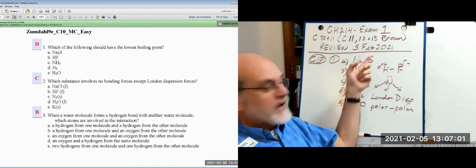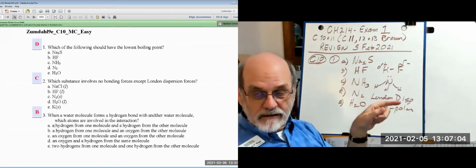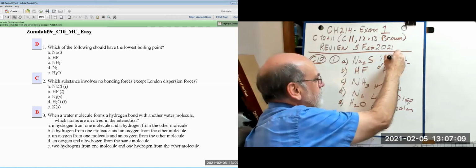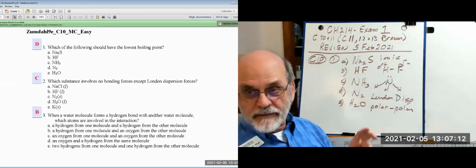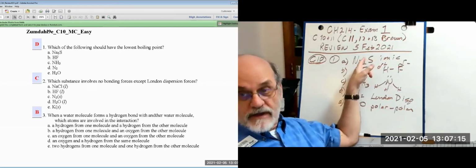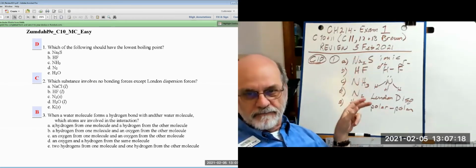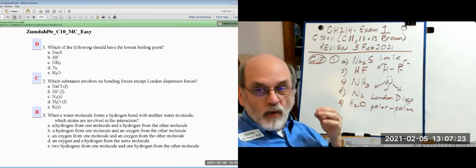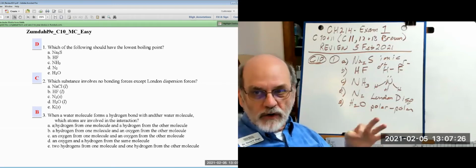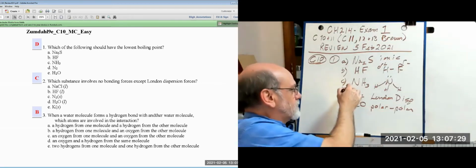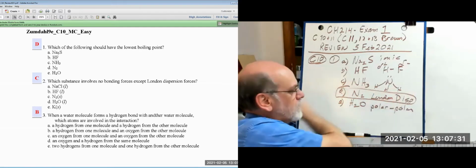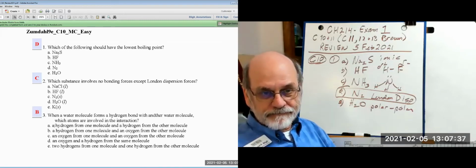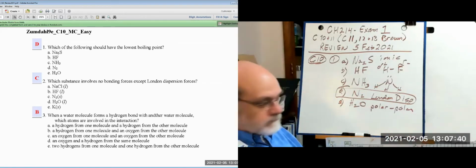How about Na2S? You've got a metal and a non-metal. This is an ionic compound. So the interactions there are ionic. That means the boiling point for this one is the highest of all of them. But the question is, which is the lowest? So we need to find the one that has the weakest intermolecular forces holding them together. And it turns out those are the weakest London dispersion forces for nitrogen. That's why the answer is D. Okay?